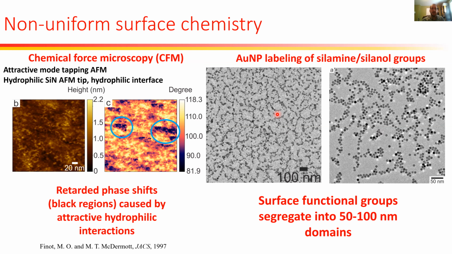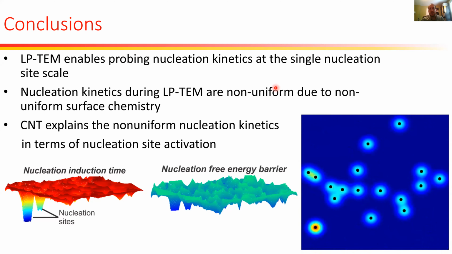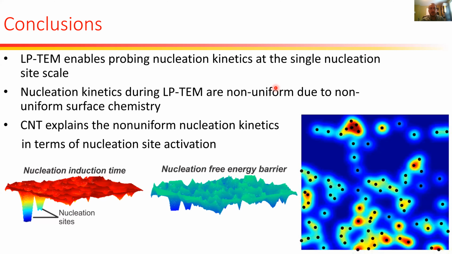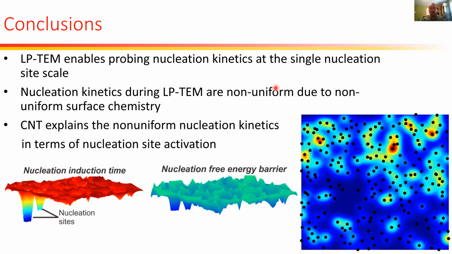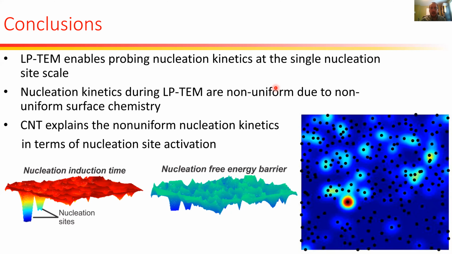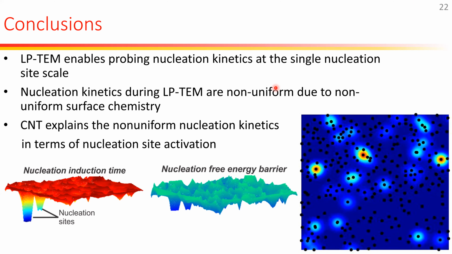So with that, I'll conclude. We've been able to use liquid phase TEM to probe nucleation kinetics at a single nucleation site scale. We are continuing to work on this system to map out more complex interfaces now, say polycrystalline interfaces and how metal nanocrystals form on them for applications like solar cells and catalytic materials. Okay, in the interest of time, I'll move on to my next topic, so I have some time to talk about it.